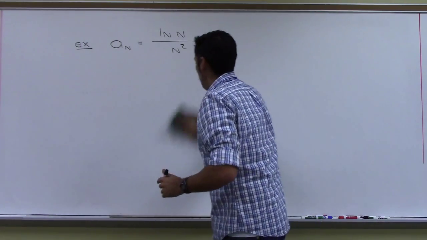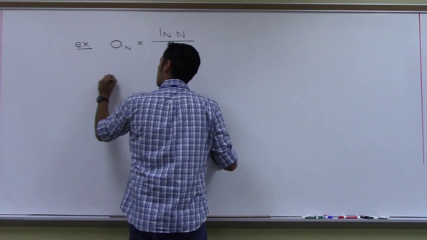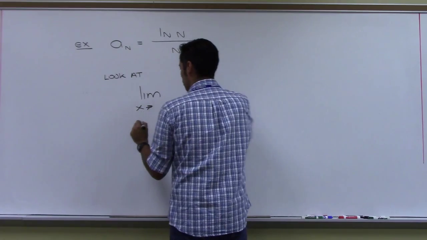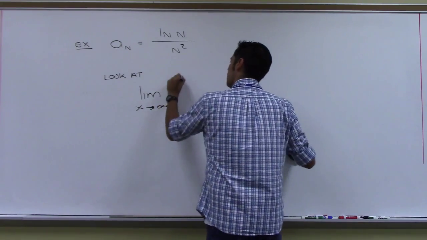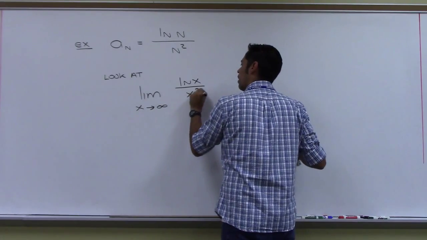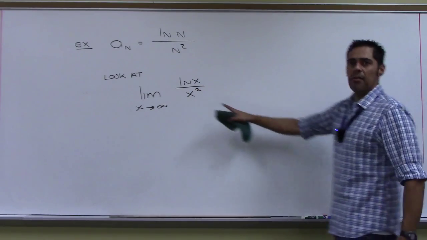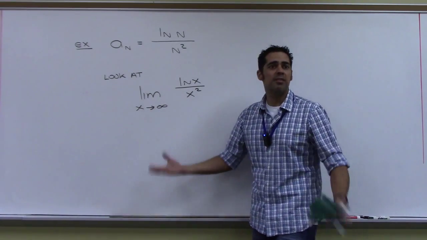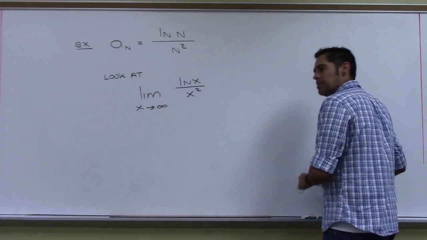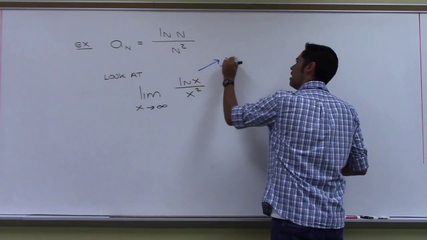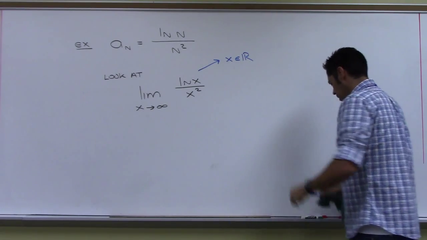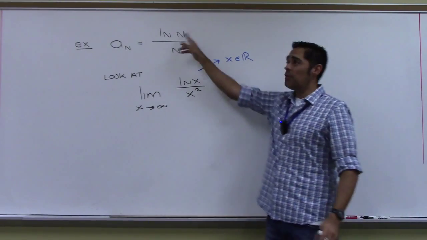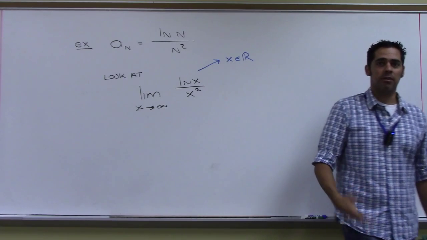First, let's look at the limit as x goes to infinity of natural log x over x squared. When I write down x, is it okay that we have an understanding between us that x is now a real number? I don't want to have to write that every single time. I don't expect you to write that x is a real number every single time either, but you better switch it from n to x. If you don't do that, then you will get deducted points.